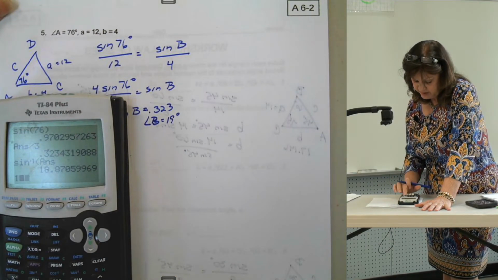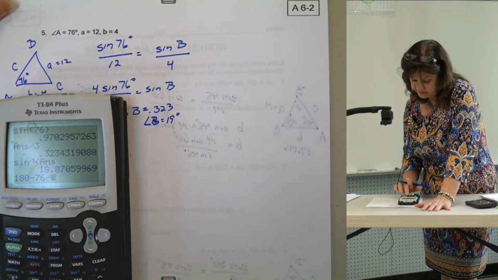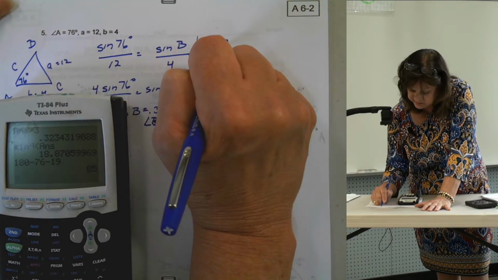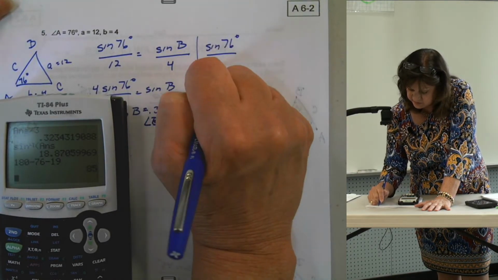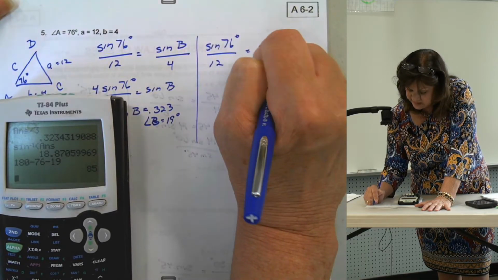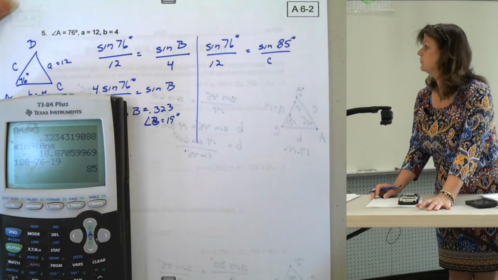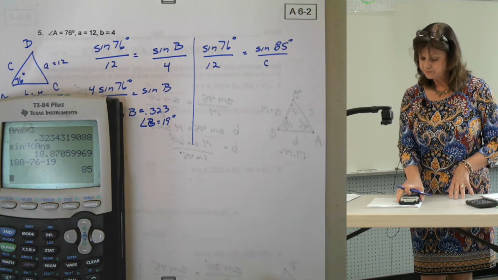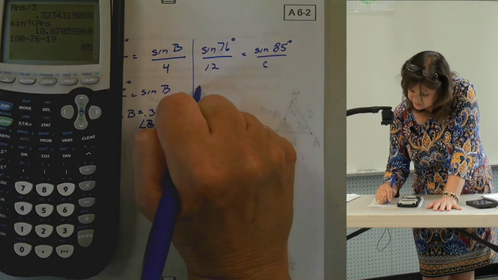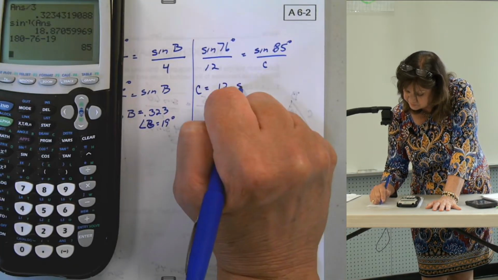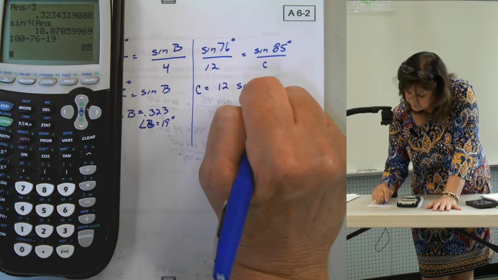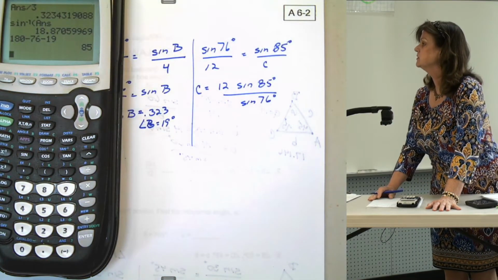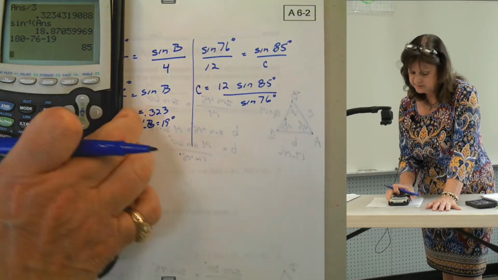Great. Now we can find angle C. So I've got 180 minus 76 that was given minus the 19 we just found. So now again, we're going to find length C, so sine 76 over 12 is sine 85 over, I don't know, the length of C. Cross multiply, isolate C.